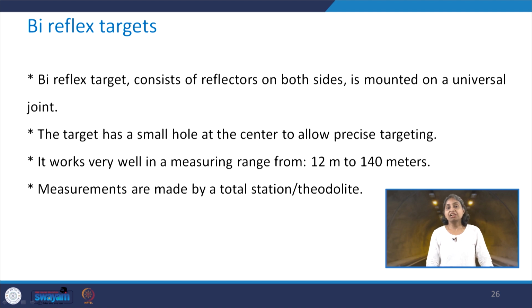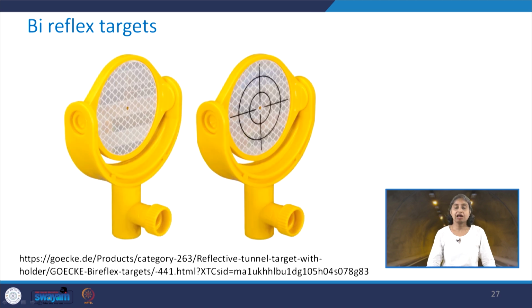The bireflex targets consist of reflectors on both sides, and they are mounted on a universal joint. The target has a small hole at the center to allow precise targeting. This works very well in the measuring range from 12 meters to 140 meters. The measurements are made by a total station or theodolite. See, this is how bireflex targets look. As I mentioned, here there is a hole.